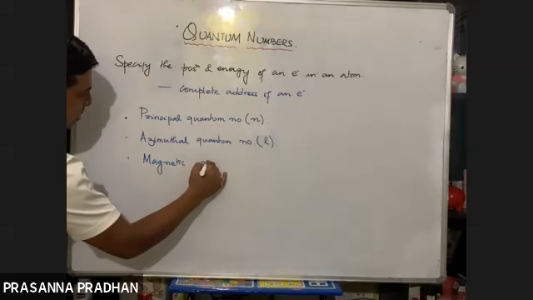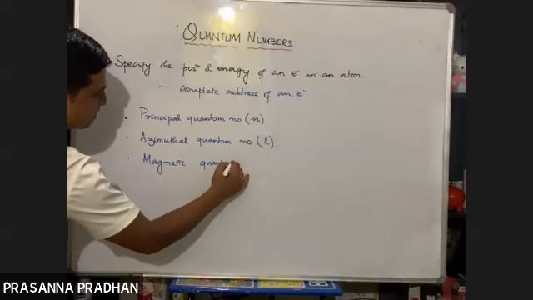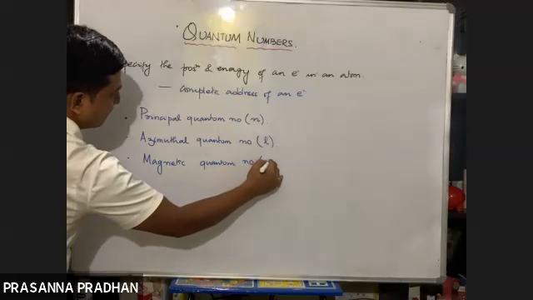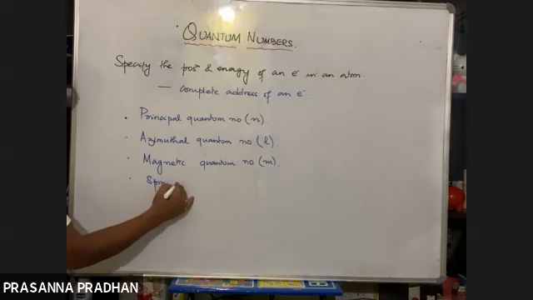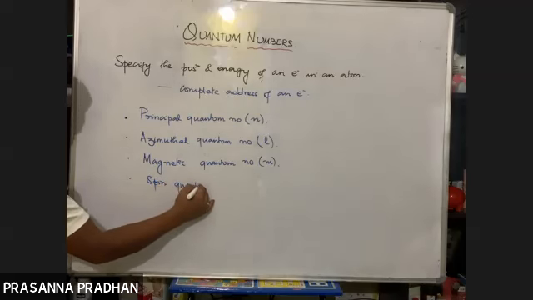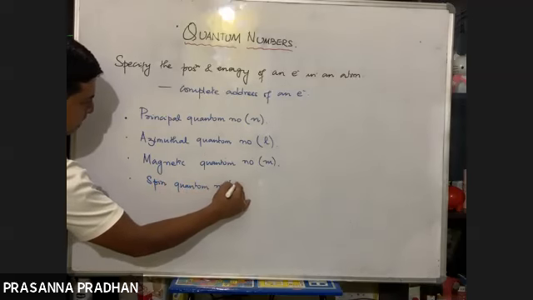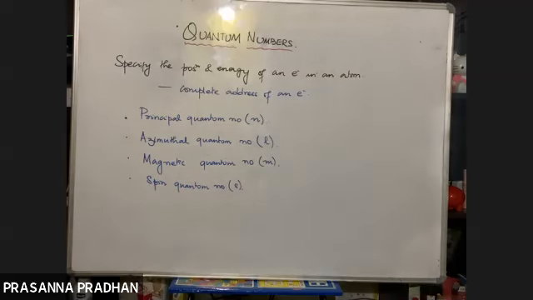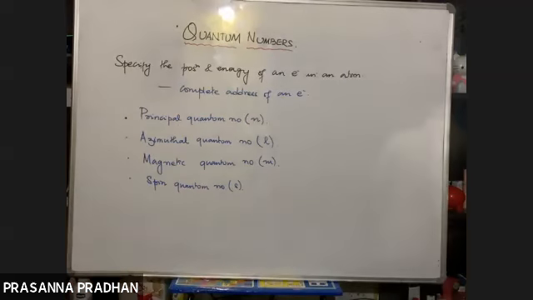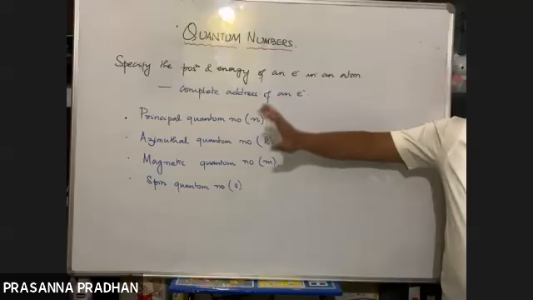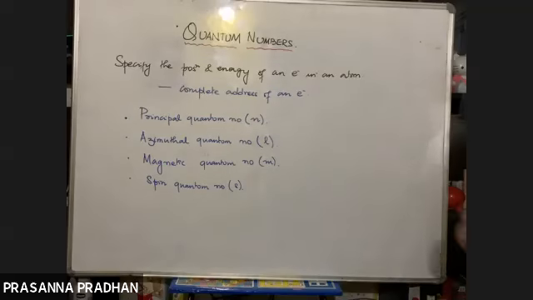The third one is the magnetic quantum number. Now this chemistry part is going to be really interesting, you guys are going to love it. And the last is the spin quantum number. Right now you must be thinking, sir, what is this? Principal, azimuthal, magnetic, what are these? It's so complicated. So in the next class, we'll analyze each of these quantum numbers one by one.